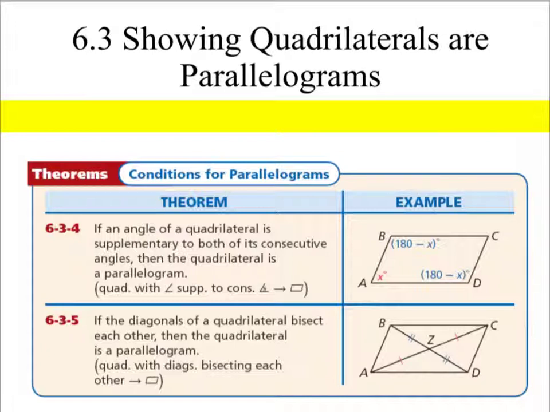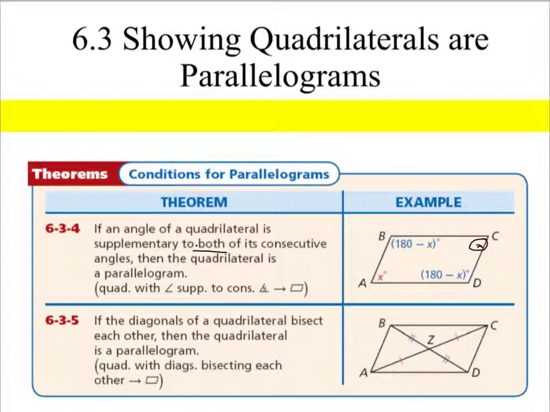So it says, if an angle of a quadrilateral is supplementary to both, I repeat, both of its consecutive angles, then the quadrilateral is a parallelogram. You can't just have one. You need to have both of its consecutive angles that are supplementary. The reason why is that then you can justify that this will also be x, which proves the previous theorem that both pairs of opposite angles of a quadrilateral are congruent. So they kind of go hand in hand here.